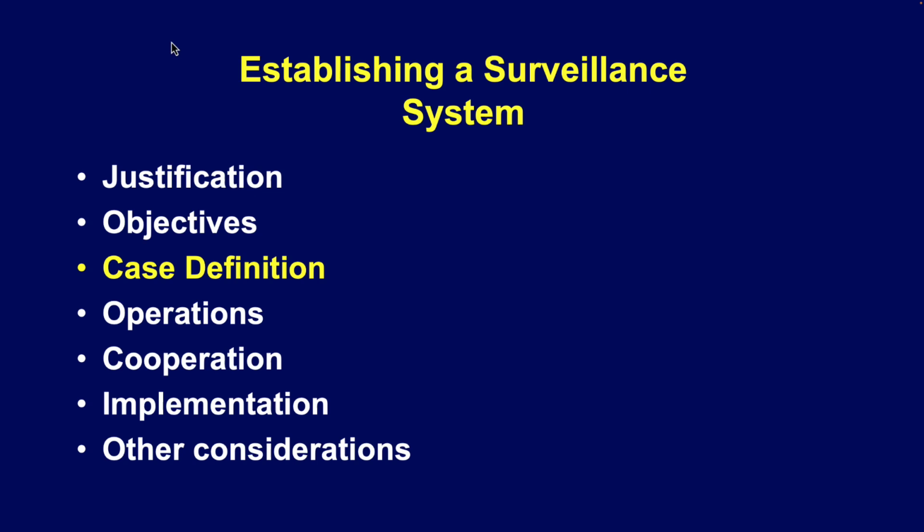A case definition is basically a standard set of criteria for determining whether an individual should be counted by the surveillance system as having a particular disease or health-related condition that's under surveillance. The use of a standard case definition helps to ensure consistency over time, location, and clinical practice.